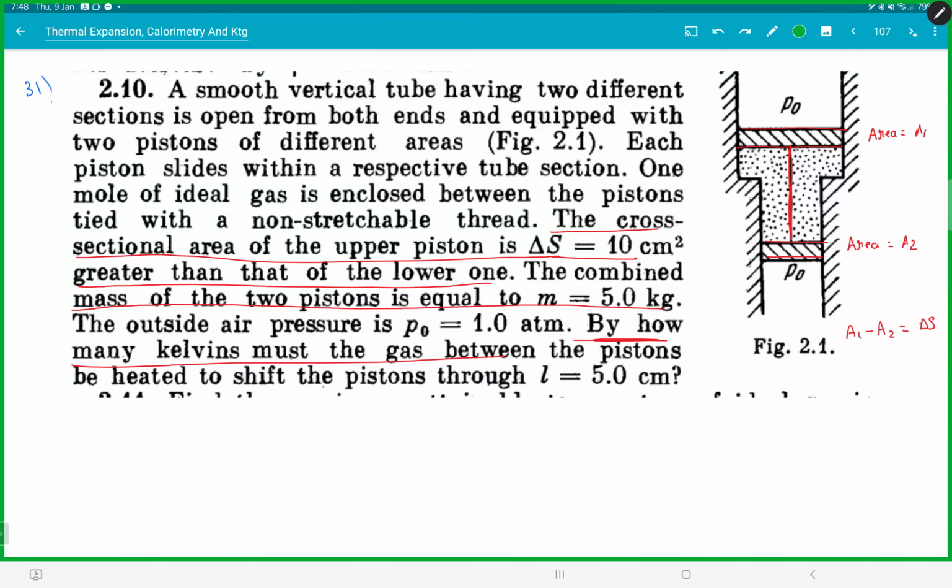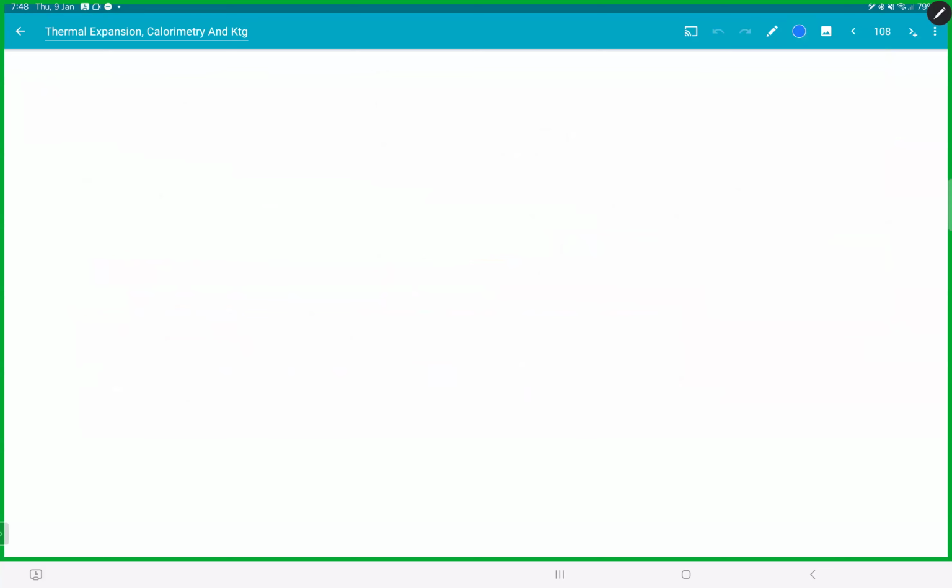Let's see. First, let's draw the free body diagram. This is there, this is the thread, and this is there. What are the forces? From outside, we have P naught into A1, P naught into A2. From inside, we have P gas into A1, P gas into A2. And you have your own weight, mg. Tension is there, but that is internal. Clear with this?